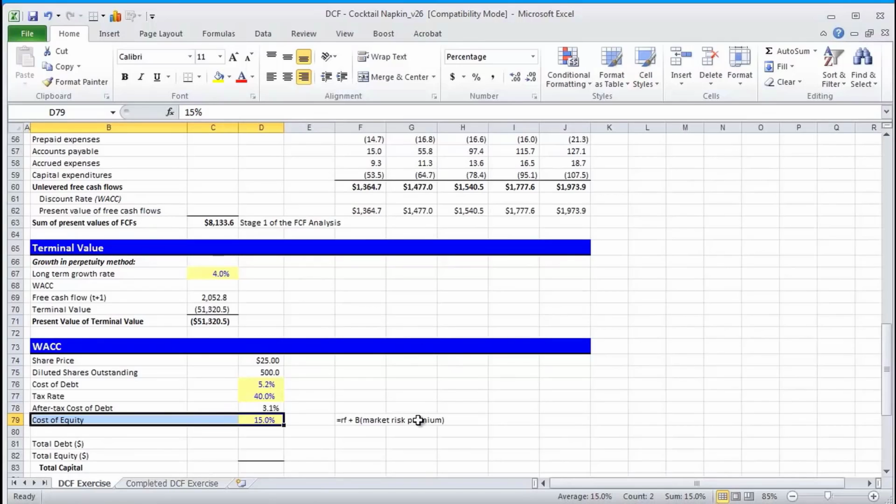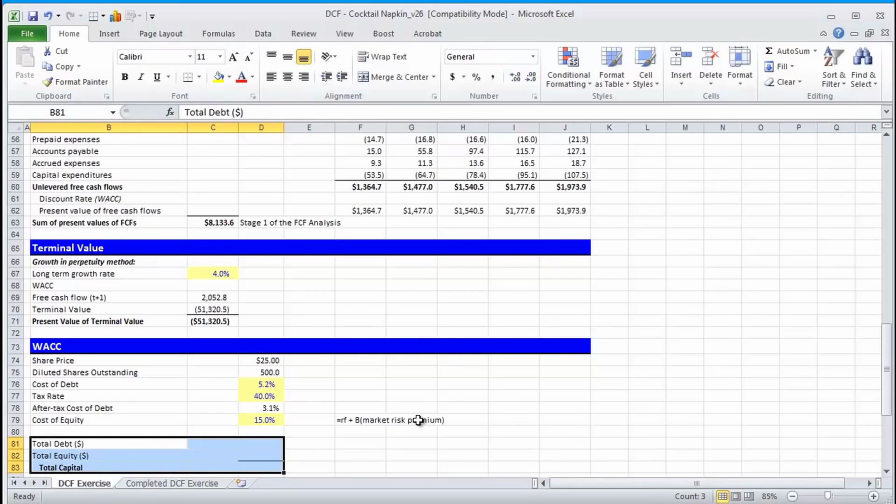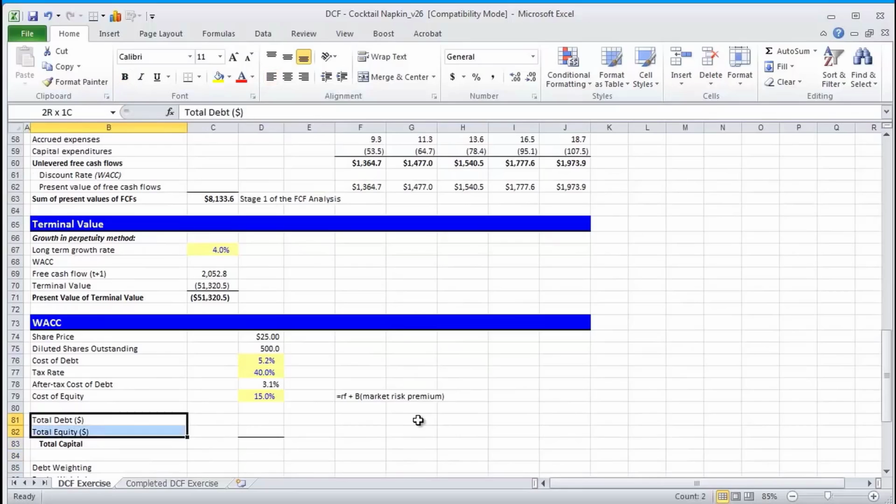So now that we know what our costs are for debt and equity, let's now figure out what our target capital structure will be. Now that's sort of an important point. You want to, in your WACC calculation, use the target capital structure. For most mature companies, which we will assume for our model here, the existing capital structure is the target capital structure.